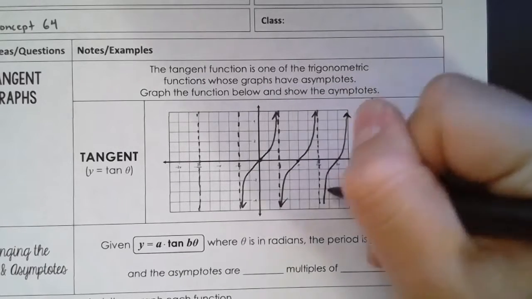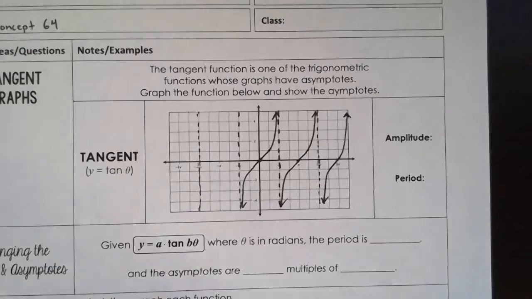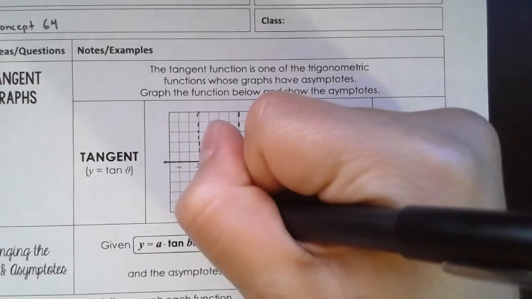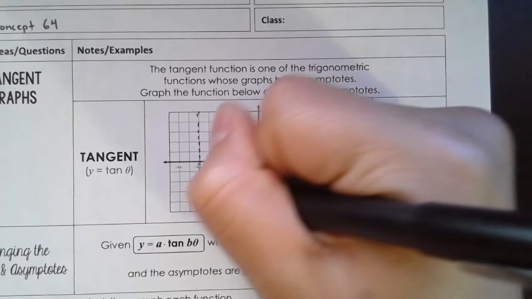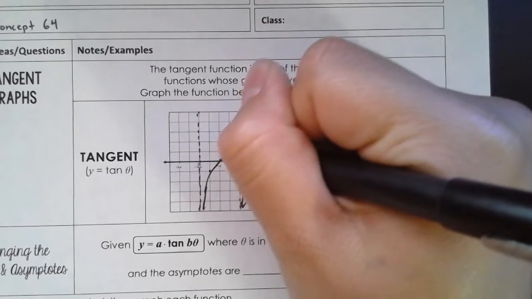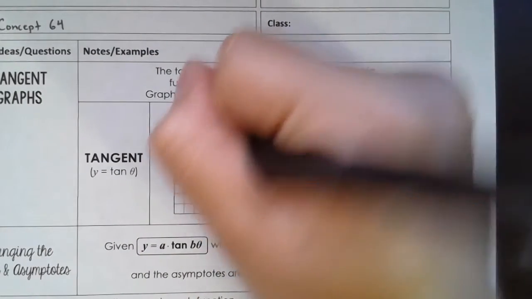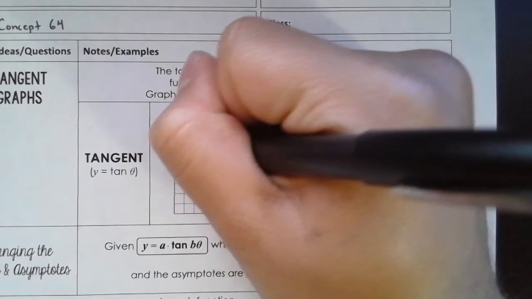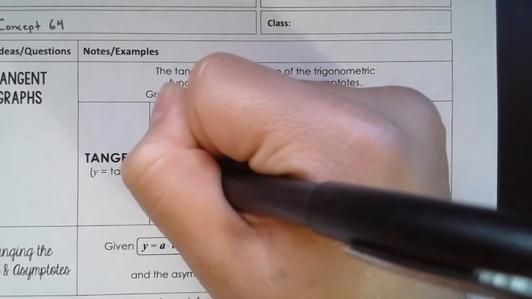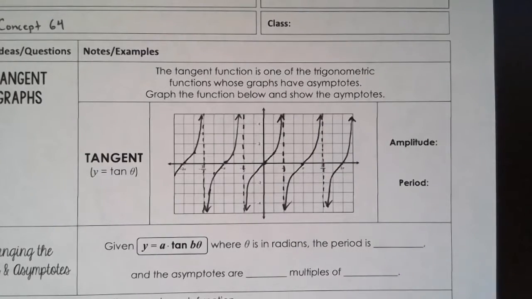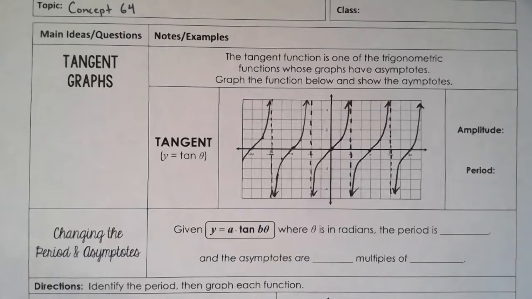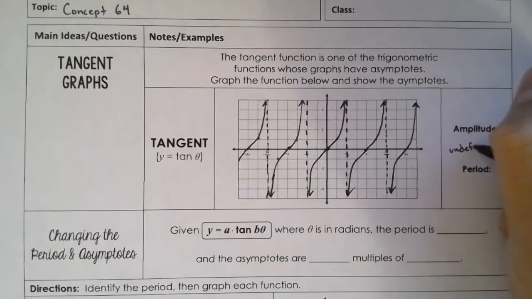Whoops, got sloppy there on my right one. Okay, and again, same thing for all sides. So there's that one. And then finally, it would get cut off there. So that's what tangent looks like. You could change the period and asymptotes here for the tangent. That's basically what changes. Amplitude is undefined because it doesn't really have a max value.